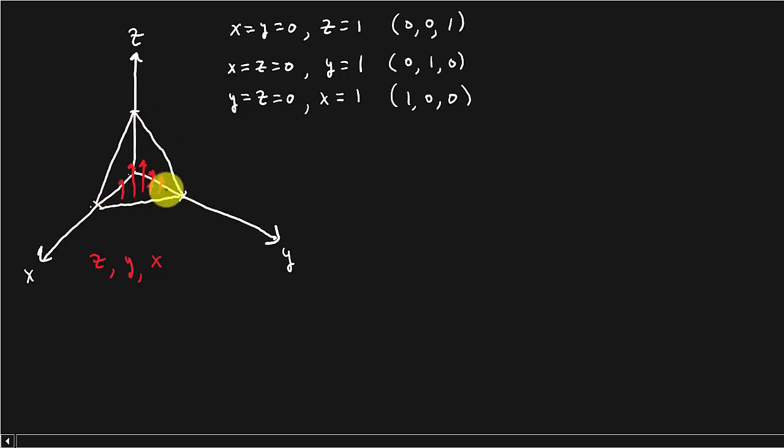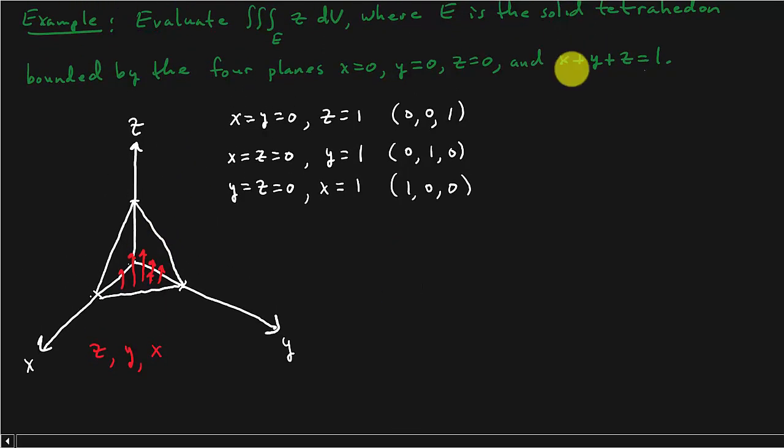And so what's the equation for this? Well, we know it's x plus y plus z equals 1, okay? But we need to solve this thing for z. And so we know z is equal to 1 minus x minus y.